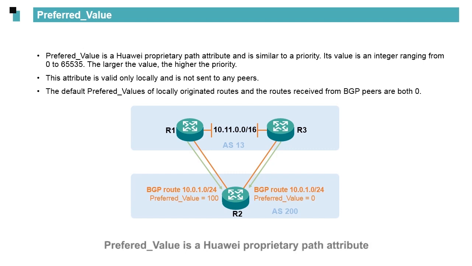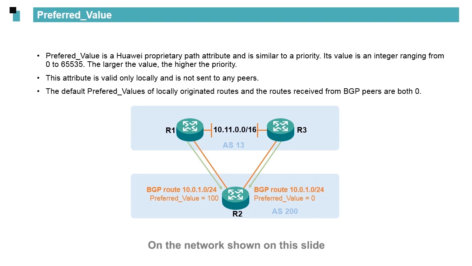Preferred value is a Huawei proprietary path attribute and is similar to a priority. Its value is an integer ranging from 0 to 65,535. The default value is 0. The larger the value, the higher the priority. This attribute is valid only locally and is not sent to any peers.